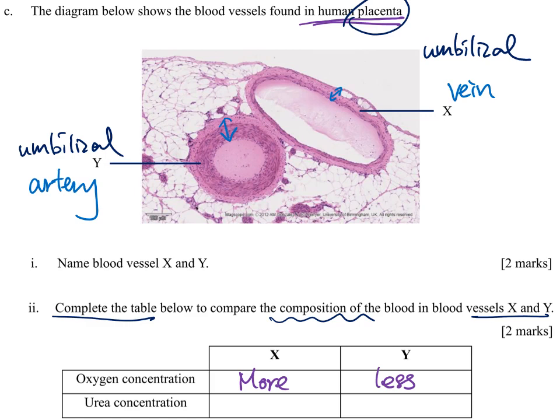And then on the other hand, urea concentration, urea, that means some waste. The unwanted waste, okay, waste. Do you find more waste going away from the baby or into the baby? Should be away, right? So therefore, in the artery Y, it should have more urea, the waste. And then for X going into the baby, less waste. Please go to your textbook page 27 to finish your MCQ question 2.